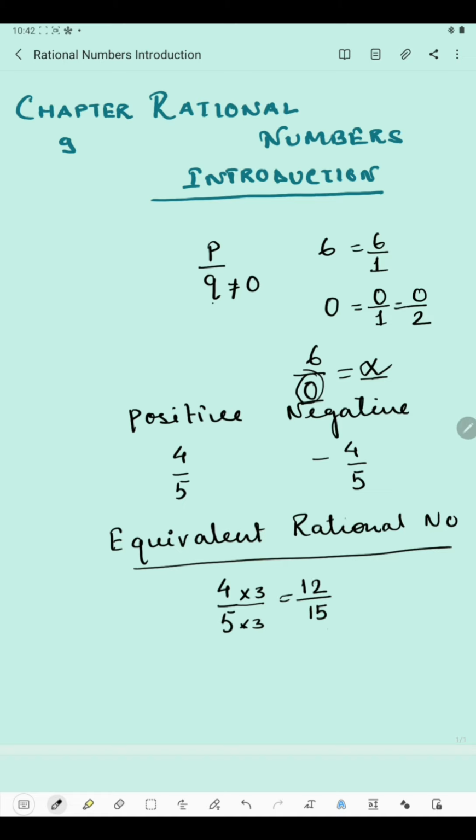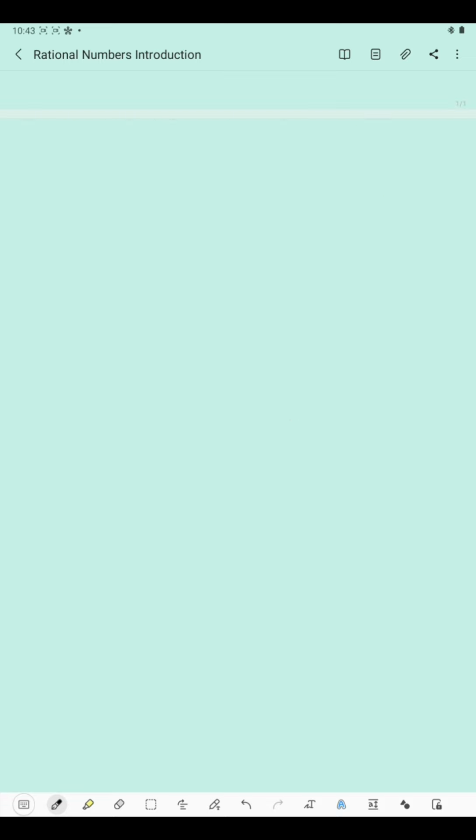Why? Now if we cut this, 3 4s are 12, 3 5s are 15. So if I cut this by 3, then we will get the same rational number which we have written before. So that's why these two are equivalent rational numbers. Okay. Now simplest form. Simplest form, lowest form or standard form are all the same.